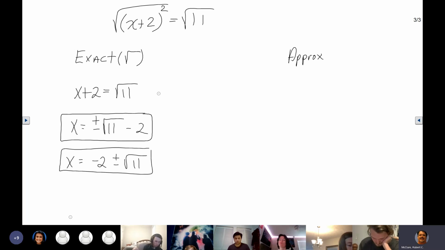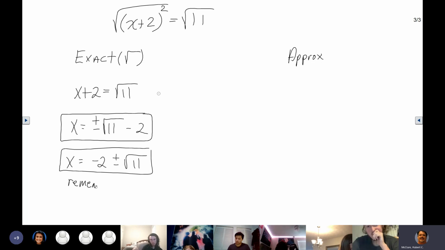Also remember, what if this has a perfect square in it, like 27? Then you would take it to be the square root of 9 times the square root of 3, and then you would get 3 times the square root of 3. You've got to simplify your radicals. Okay, remember to simplify radicals. Let me write that down.